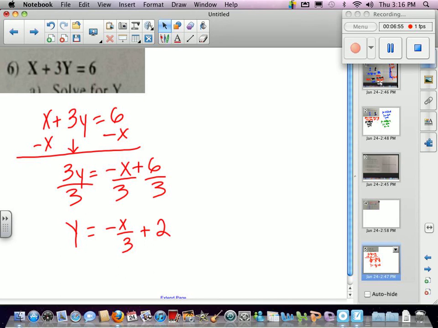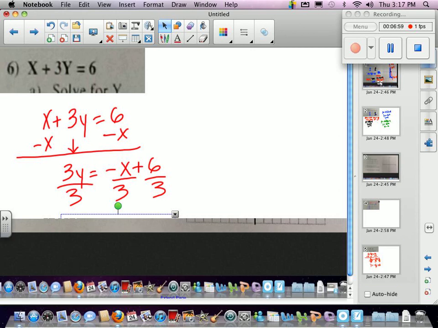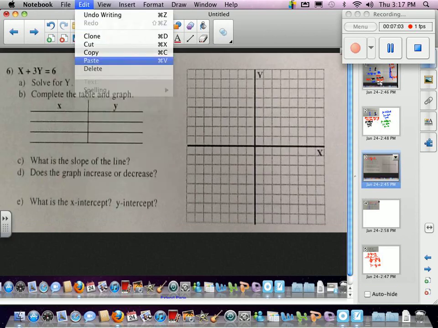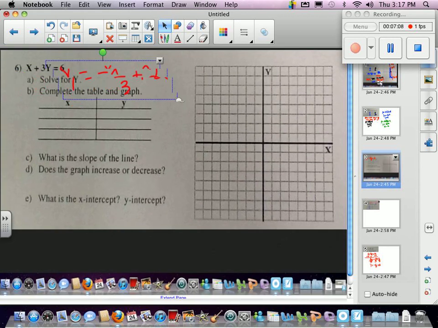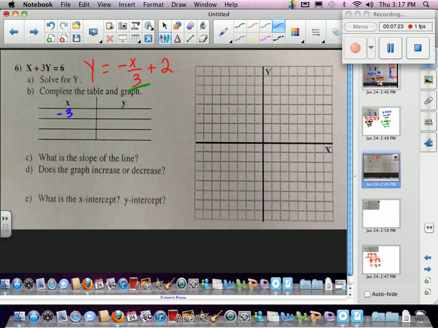So we're going to take that, and I'm just going to copy and paste it back into this problem. Okay, so there's the equation we're working with. Now we need to complete the table. Since we have a 3 on the bottom here, I'm going to be using values that are multiples of 3, so that our numbers will come out evenly.